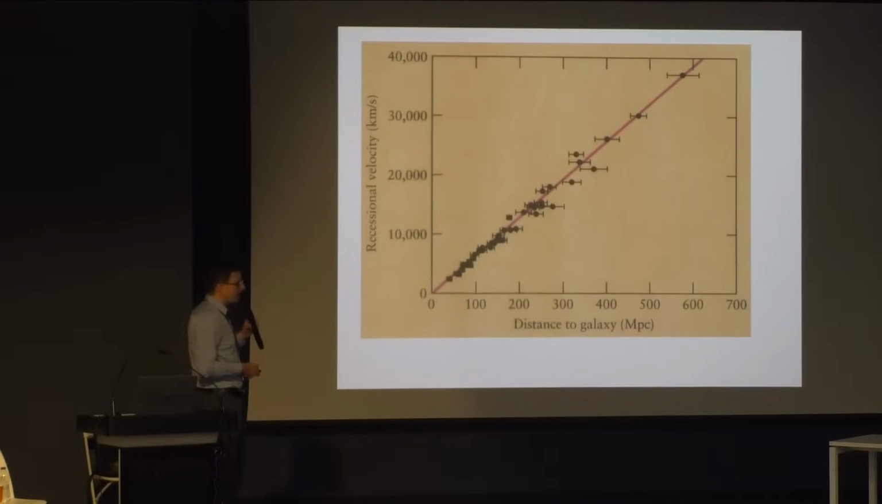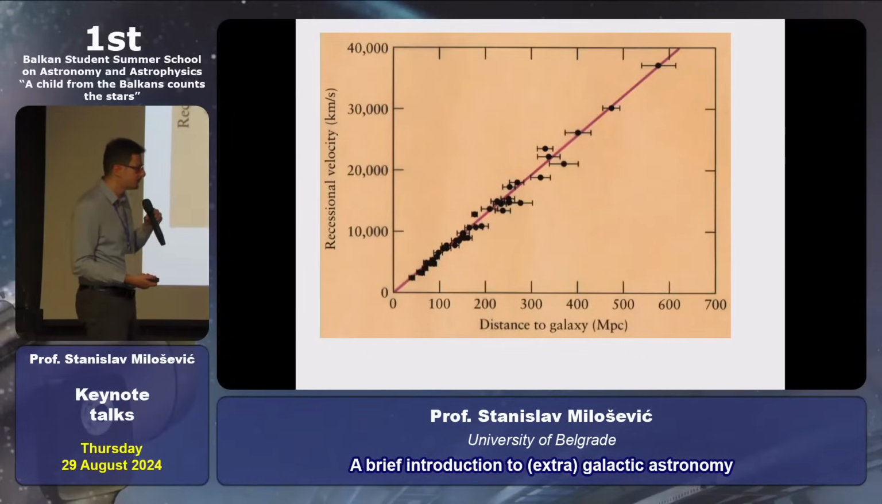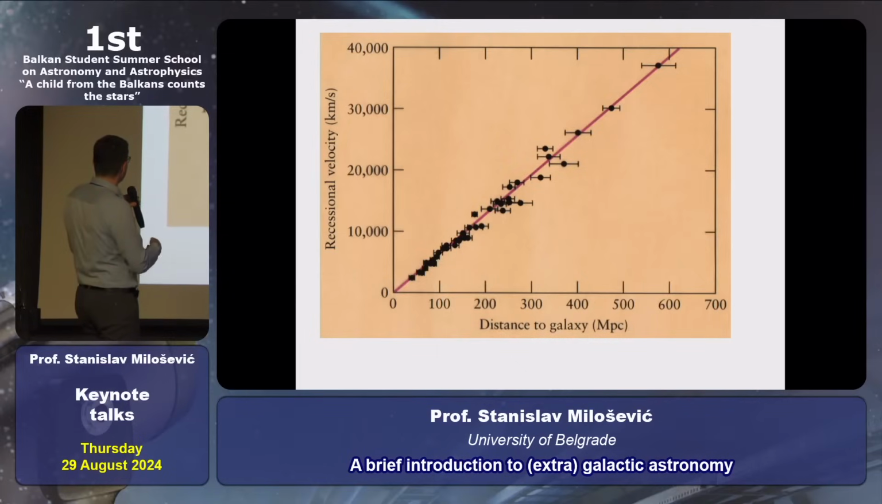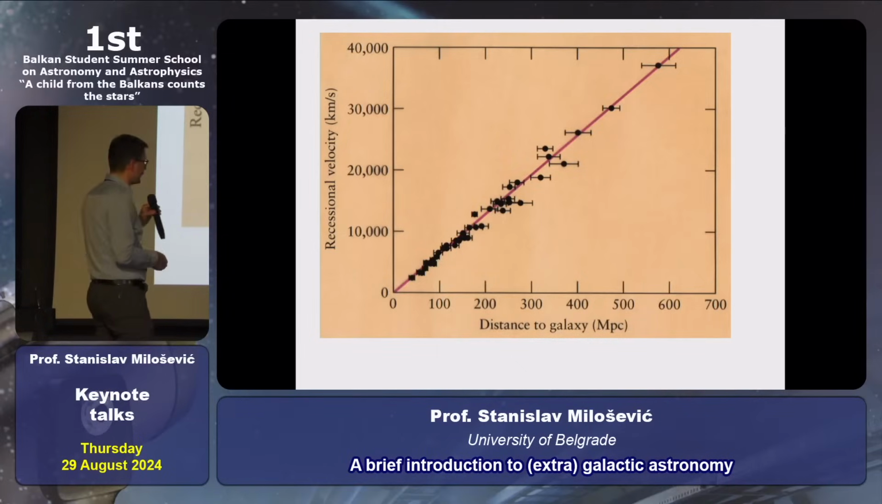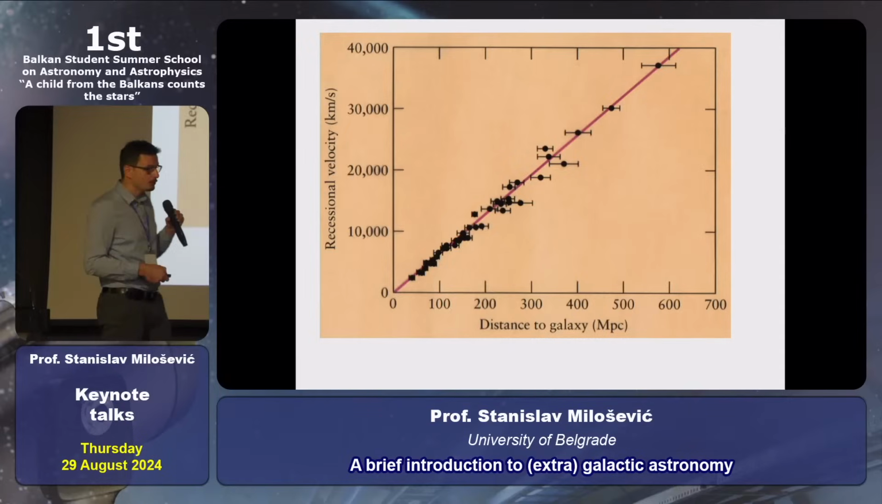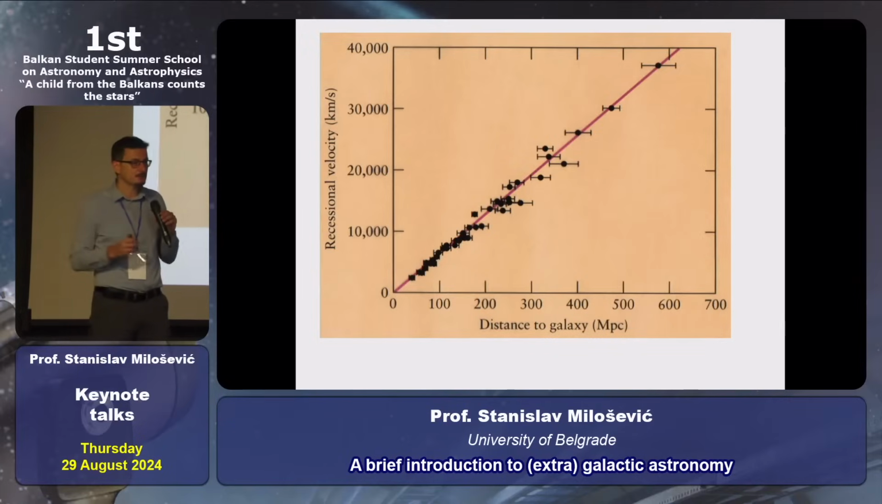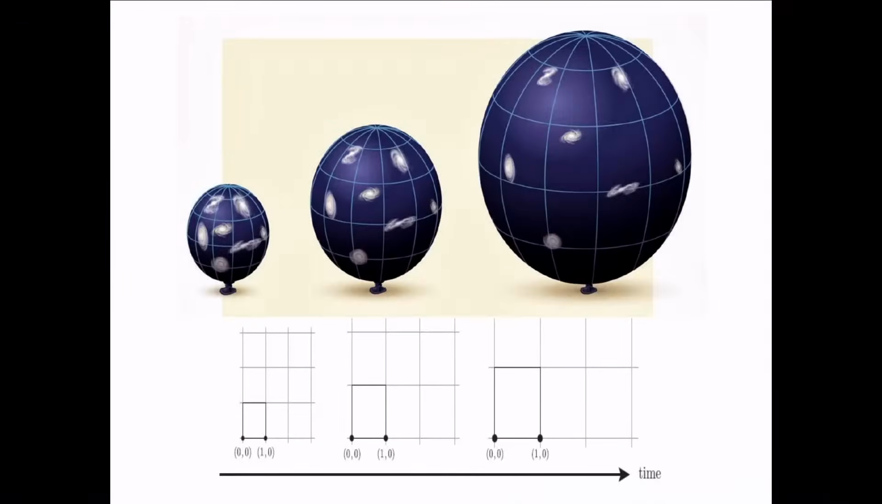So I will skip this part because you already heard that the universe is expanding. Hubble measured it in the 20s of the last century. If a galaxy is further away, it will move away from us with a higher velocity. This recessional velocity is not because they are moving in space, but because space itself is expanding, so the physical distance is getting larger, and the coordinate distance is the same.